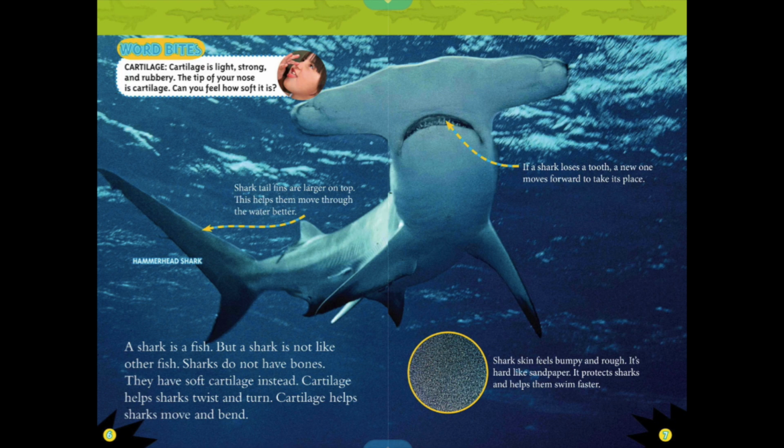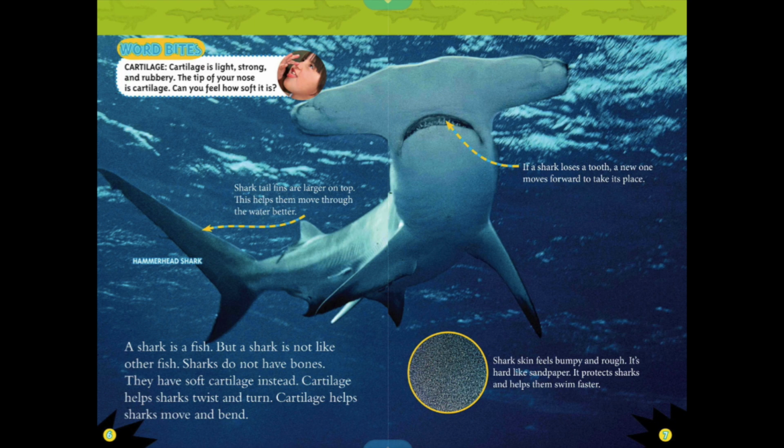Let's look back at this page about the sharks. We can see here that a shark is a fish, but it is not like other fish. They do not have bones. Let's think about that statement right here. Sharks do not have bones. Is this something that we can prove? Yes, this is something we can prove. We know that if someone said, a shark is filled with bones, that would be wrong. Sharks do not have bones.